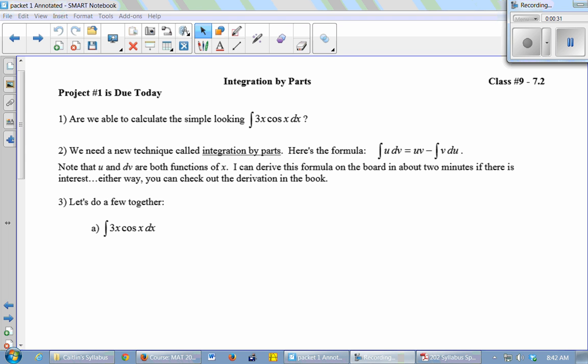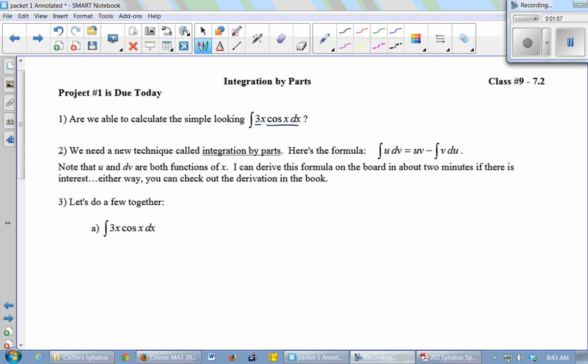Here's the formula. It's the integral of u times dv. So you break your integrand into two pieces, a product of two things, u and dv, both of which are a function of x, right? So here we could let 3x could be u and cosine x dx could be dv, or switch it. And if you can write your integrand like that, then the integral is equal to u times v minus the integral of v du. So u and dv are both functions of x.